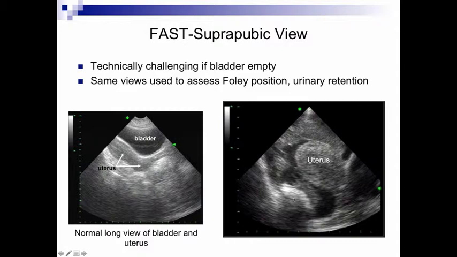And as I alluded to earlier, even though the retrovesicular space is probably going to be the first place that small amounts of fluid will accumulate, it can be a technically challenging view to obtain, because if you have a bladder which has urine within it, the urine provides a good acoustic window for imaging the retrovesicular space, because sound travels better through liquids than it does through air or decompressed tissue, essentially.